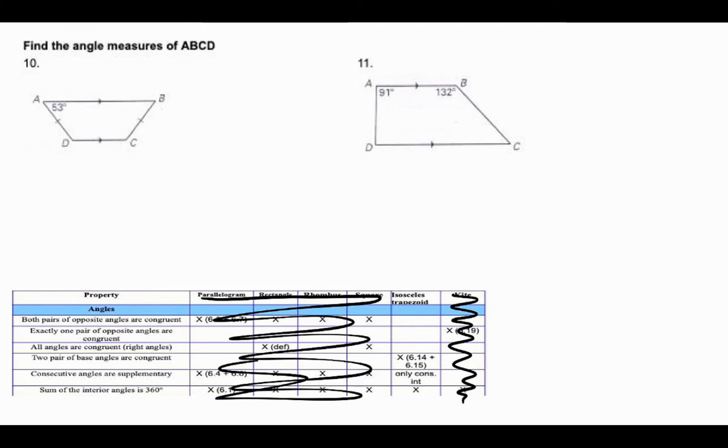So when we look at this set of diagrams, we see that there is only one set of parallels. So these are trapezoids. And in the first one, there happens to be a set of congruent legs. So this is an isosceles trapezoid.